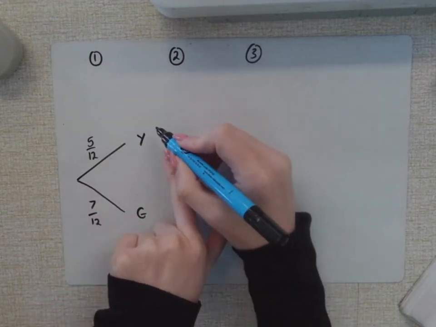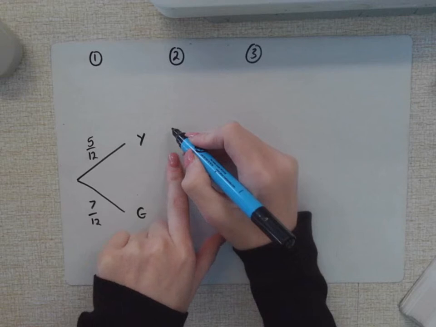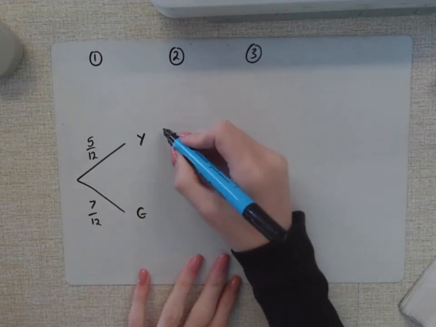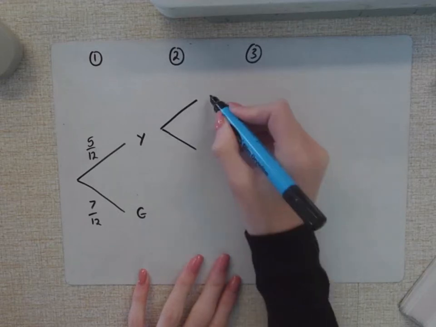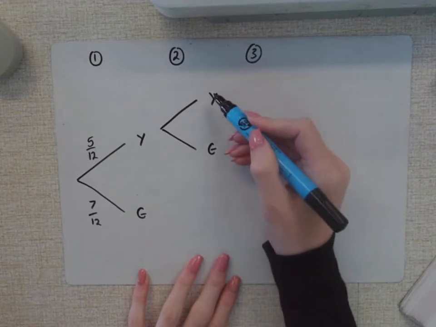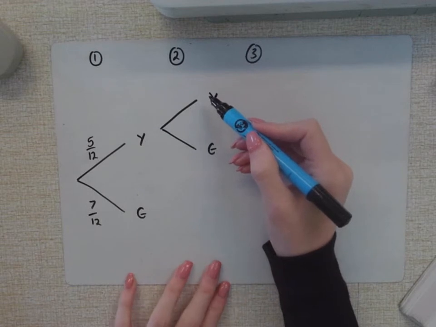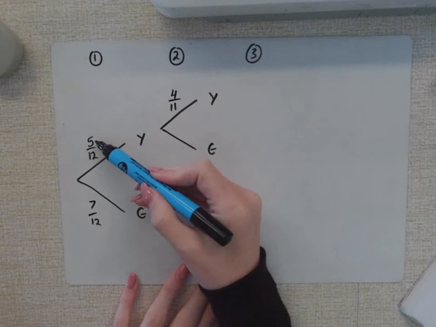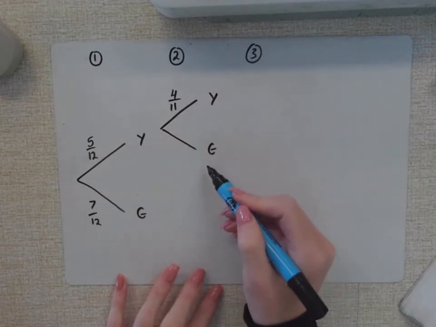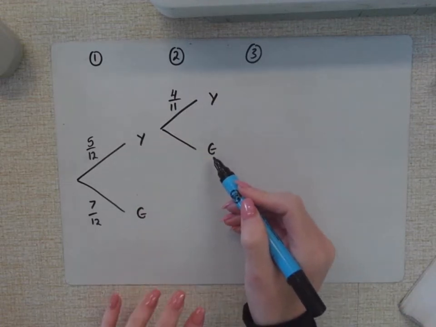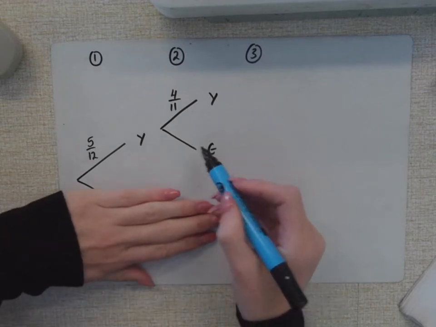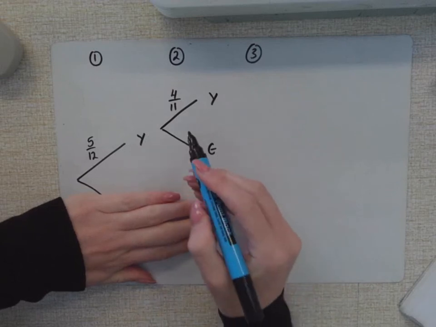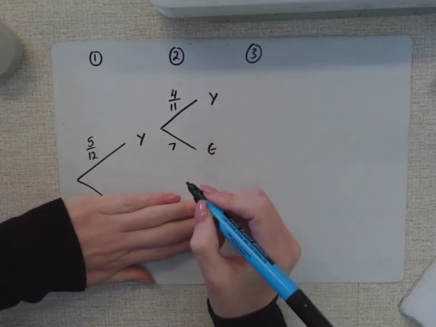Now, if we've picked yellow, what are my options in the second selection? Yellow and green again. Now, what's my probability of picking yellow? 4 out of 11, because I've already picked a yellow and I've already picked a bead. What's the probability of getting green? Careful. I've had one yellow bead gone. How many green beads have I left? I still have 7 green beads.